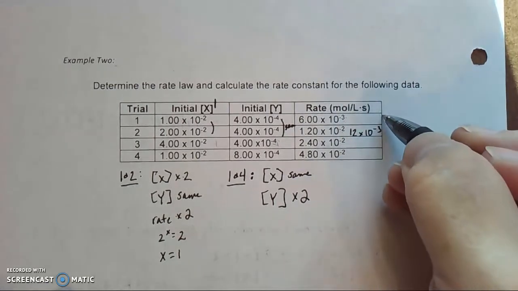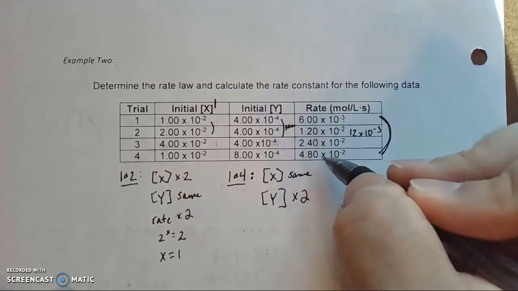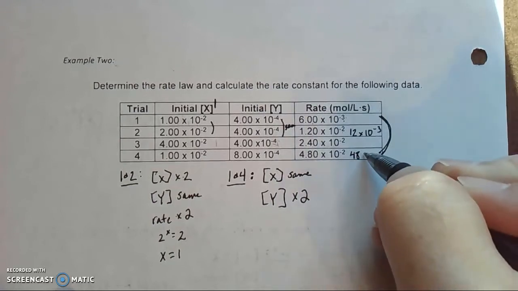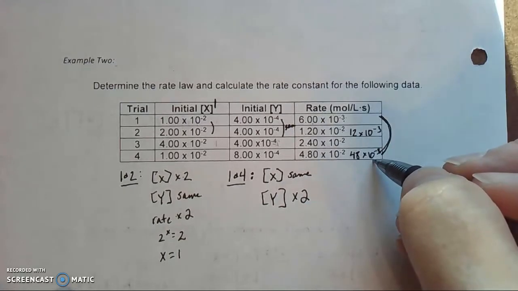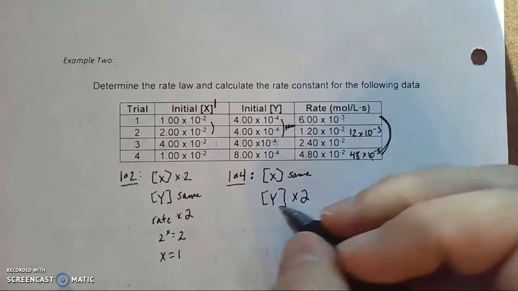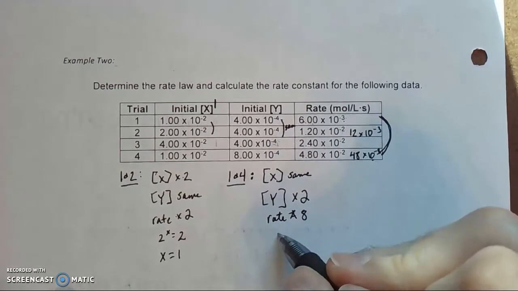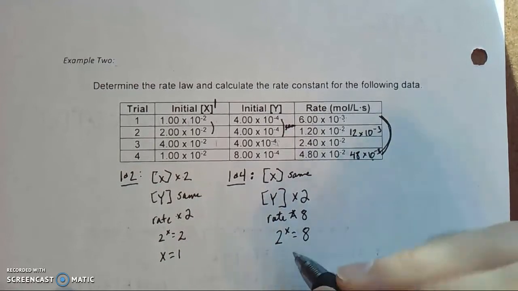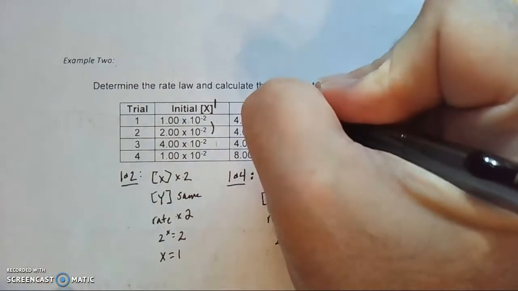If I look at the rates of these 2 right here, we have 6 times 10 to the minus third and 48 times 10 to the minus second. That would be the same thing as 48 times 10 to the negative third. So that means that it goes up by a factor of 8. 6 times 8 is 48. So the rate is multiplied by 8. So 2 to what power is equal to 8? So that value is 3, 2 to the third power. So Y is to the third power.